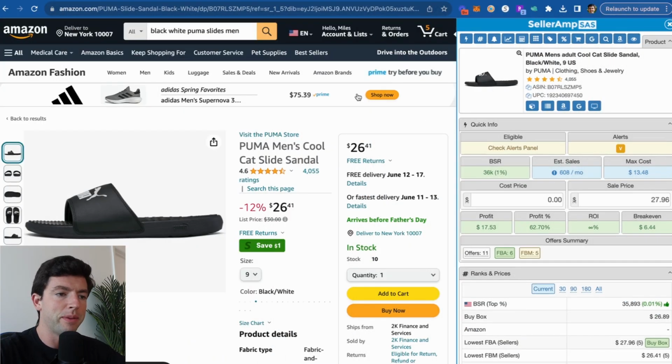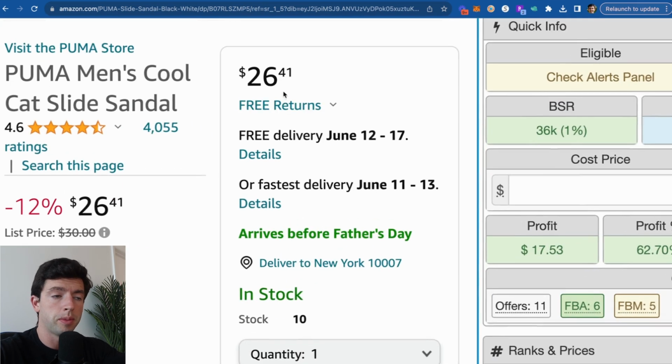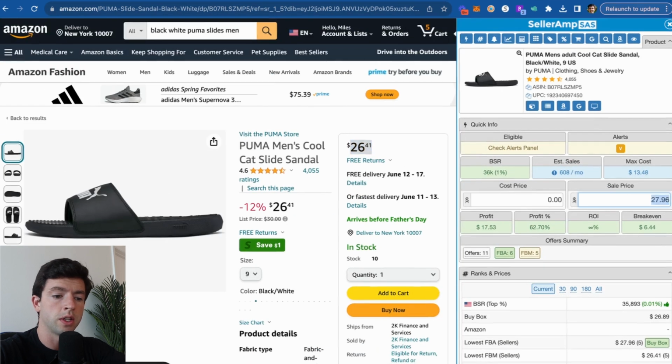Let's get right into the full breakdown. All right, starting off here inside my screen, this is where you're going to be doing online arbitrage specifically, as well as these characteristics transfer to all different types of arbitrage: online, retail, and wholesale. Right off the bat here, we can see this is the buy box on this product, $26.41. So that's what SellerAmp is going to show on the profit calculator right here.